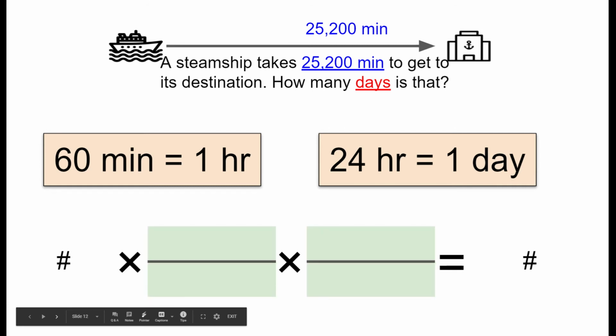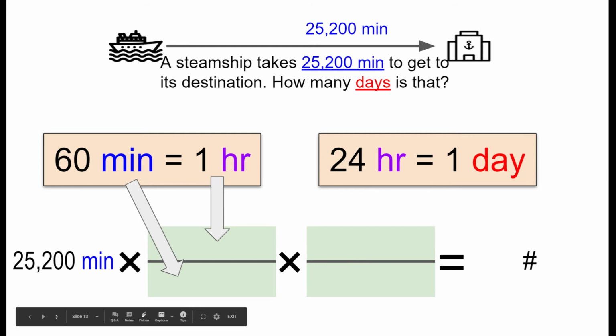So what we're going to want to do is put the starting amount, which is the number in the problem, at the beginning. We're going to want to cancel our first unit by putting 60 minutes in the denominator. That's half the conversion. And we're going to want to put the other side, 1 hour, what it's equal to, in the numerator. That will cancel minutes and give us hours.